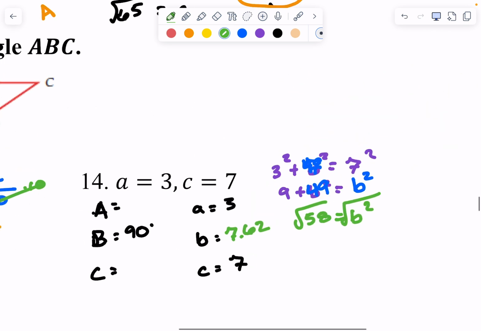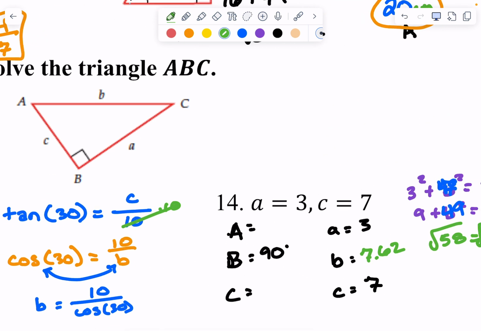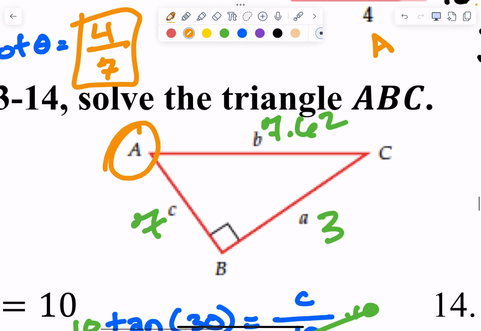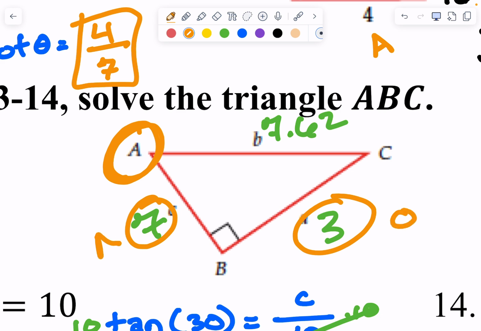Yep. So now we're going to have to use a trig function. Do you want to solve A or B first? This is 3. This is 7. And this is 7.62. Okay, we're going to solve A first. I have to use a trig function. Which two sides do you want to use? We have all three of them. Tangent, because we want to use this side and this side, which is opposite and adjacent, right? So we're going to use tangent.